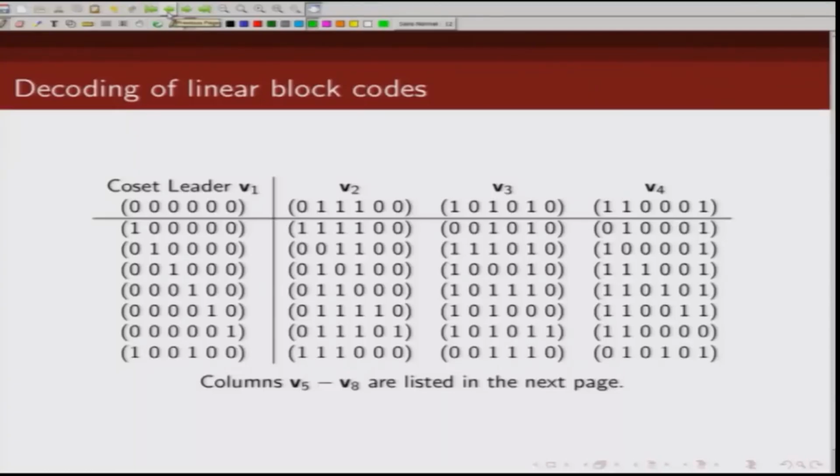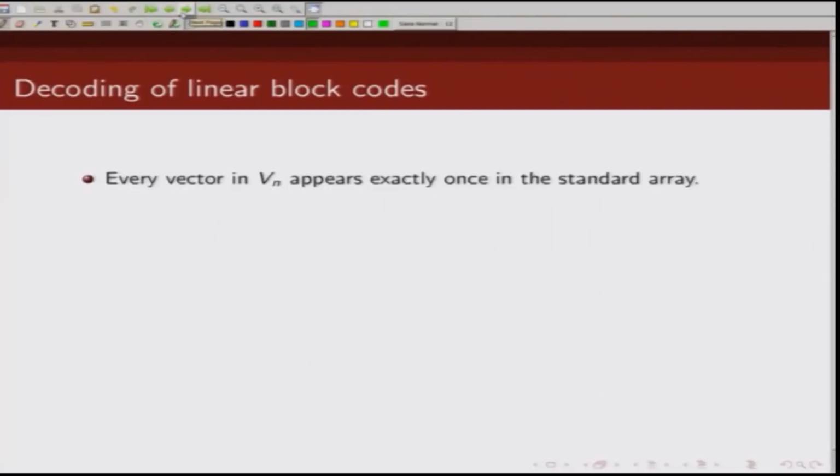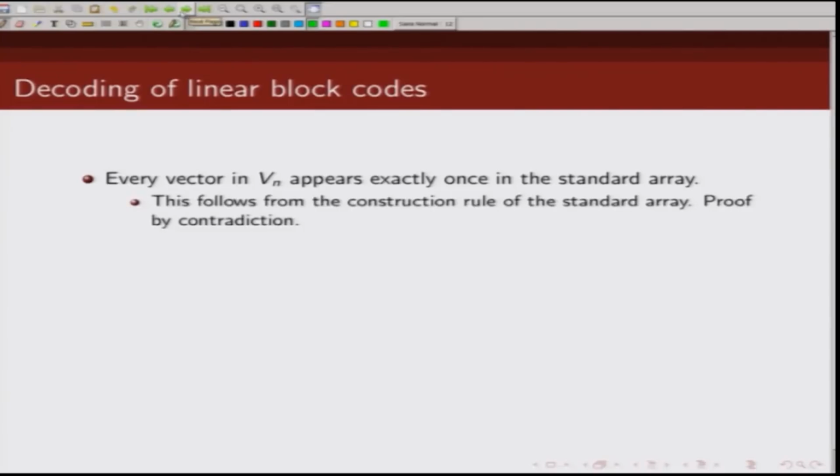So, we have already written all the 2^n possibilities in this array. Now, this array has some interesting properties, and we are going to talk about that, which we will make use of while decoding our linear block code. Every vector in this standard array appears exactly once. This is not very difficult to prove.